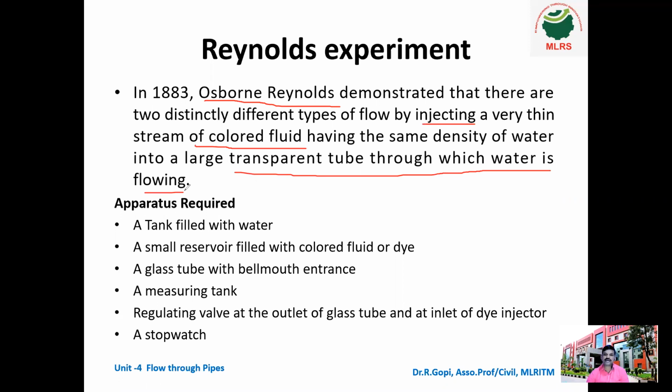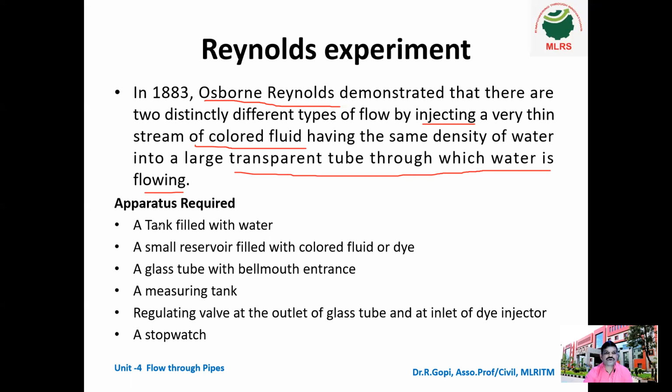In that demonstration, he took one glass tube. The water is flowing in the glass tube, and a color pigment, a dye, is injected into it. At a very low velocity of the fluid, the dye moves in a well-defined path. After that, Reynolds increased the velocity of the fluid. Now what happened? The dye moves in a zigzag manner. I will show that picture in the next slide.